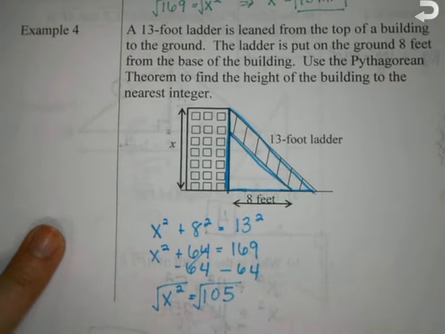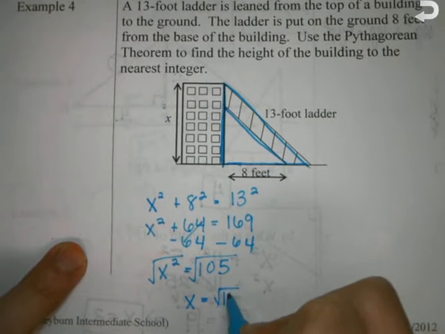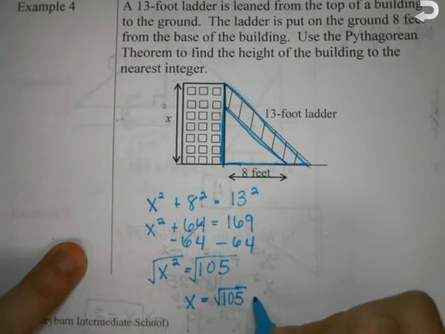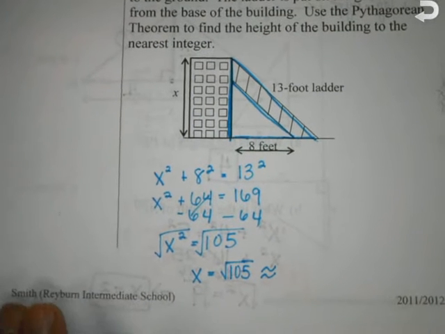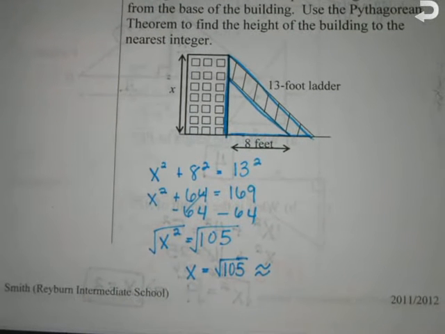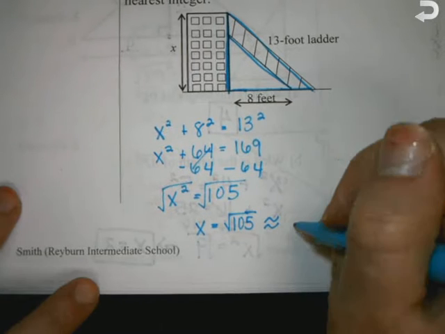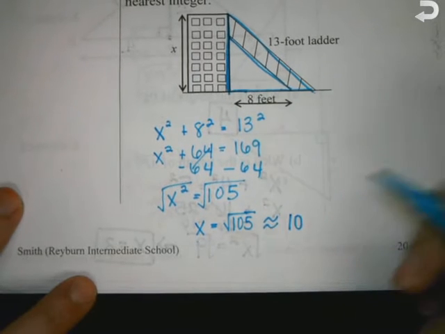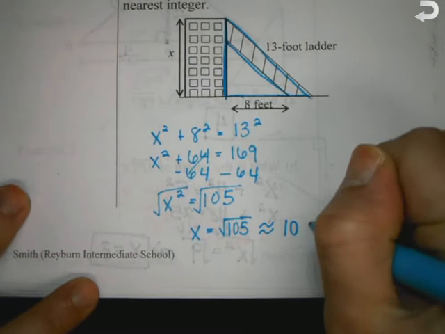Now we have to pull out our number line, right? Okay, so pull out your number line. What is the square root of 105 really close to? The square root of 100, which is about equal to? 10. So our building is about equal to 10 what? Feet. The height of the building.